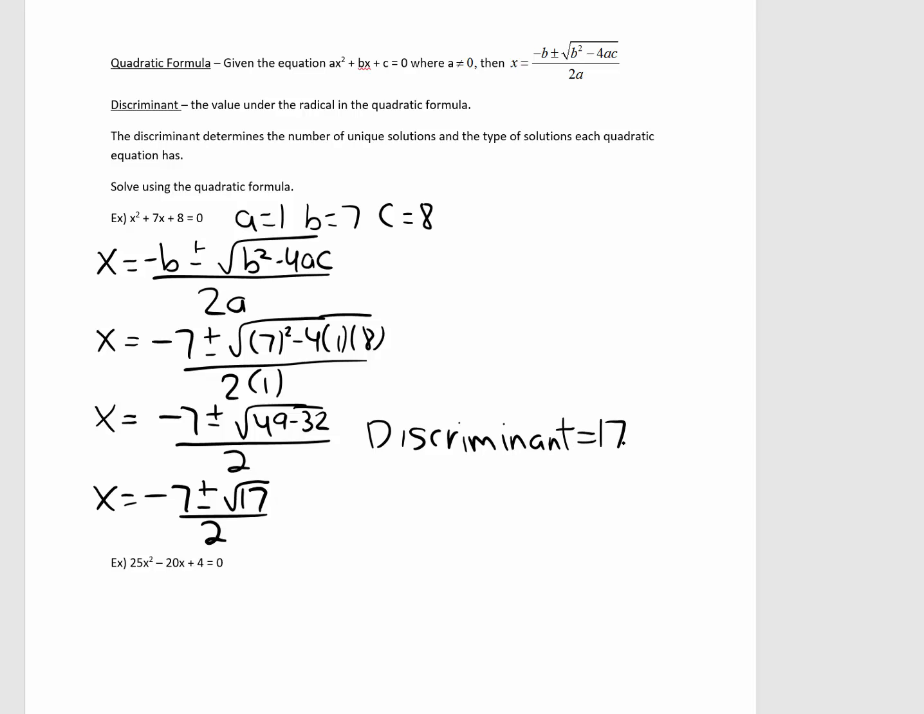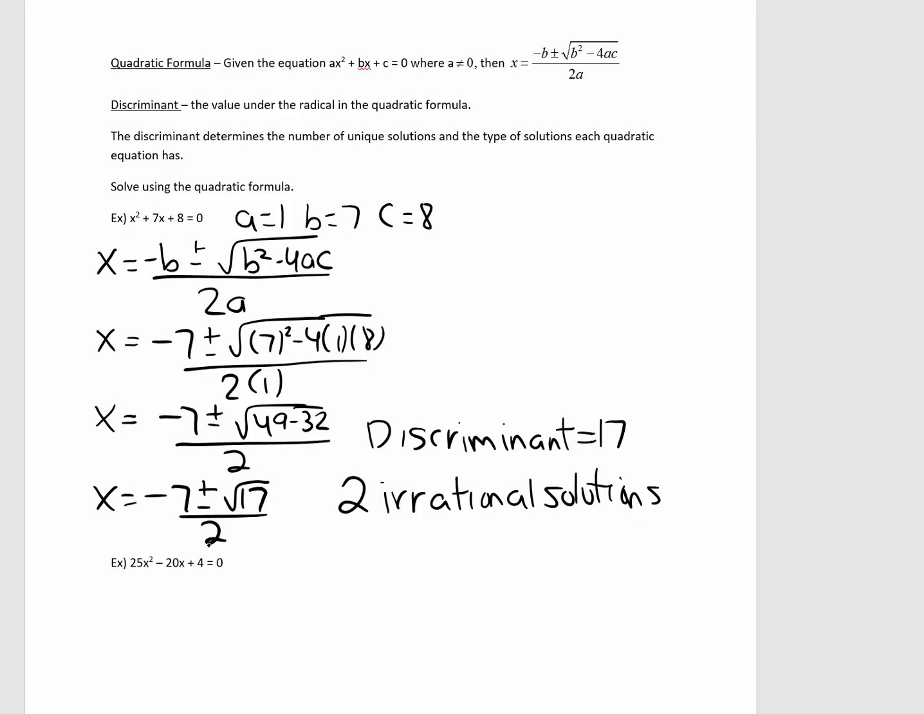So the discriminant is 17. Because I don't know the square root of 17 without a calculator, I have two irrational solutions. And that's telling me I was not able to factor this equation to begin with. All right, let's go to the next example then.